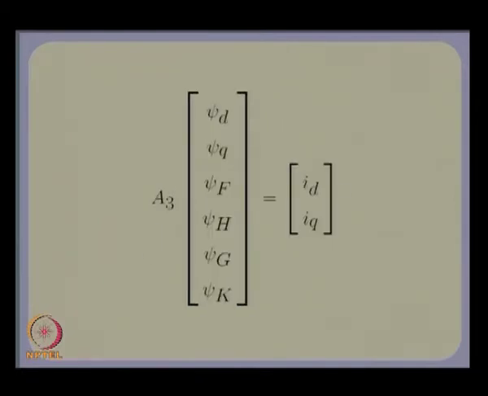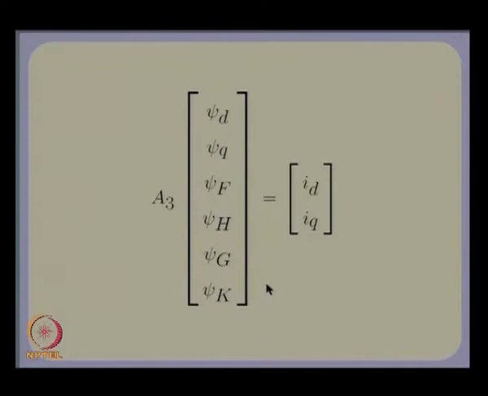There is also an algebraic relationship which relates ID and IQ to psi d, psi q, psi f, psi h, psi g and psi k. So, there are two algebraic equations, which really relate ID and IQ to the rotor and stator fluxes. These are algebraic equations, not differential equations.